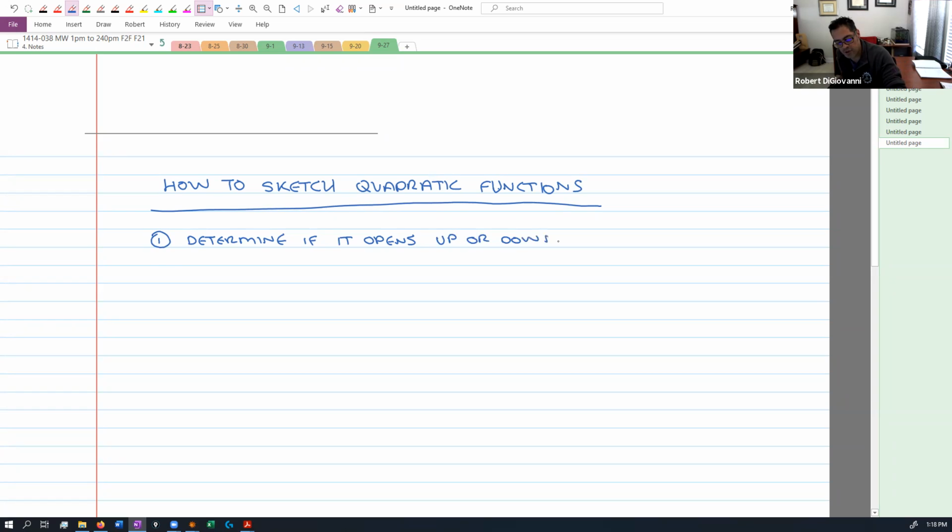Now, this step should be easy because the only thing that tells us whether or not it opens up or down is that A that's in front of the x squared. So that should be easy, right? We just look at the number in front of x squared. If it's positive, it opens up. If it's negative, it opens down. So that should be fine. Step 2 is going to be for us to find the vertex.